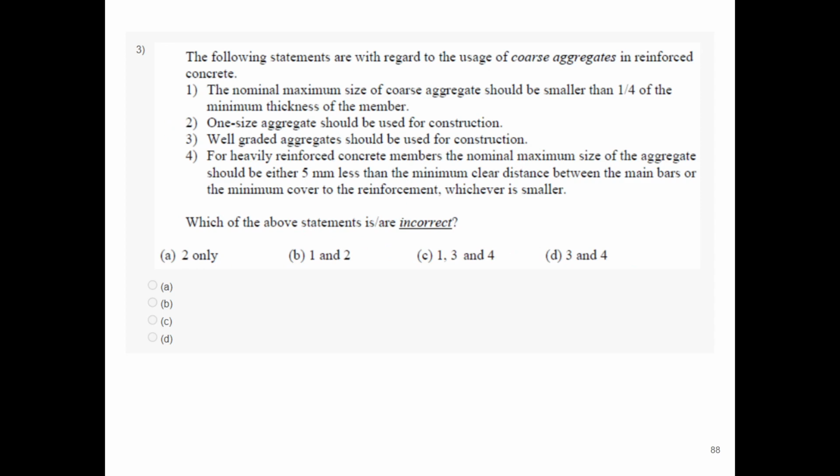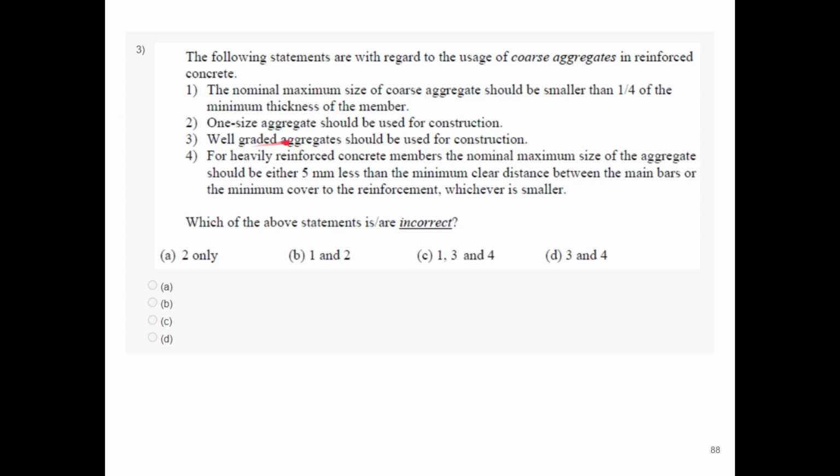Okay. So here we have to find out the incorrect statements with regard to the usage of coarse aggregates in reinforced concrete. Okay. So, nominal maximum size of coarse aggregate, okay, it should always be less than 1 by 4 of the minimum thickness of the member. So this is correct. Okay, one is correct. Two, one size aggregate should be used for construction. So this is wrong. Okay, so this is incorrect, because if we use one size aggregate, there will be a lot of spaces. Okay, so a lot of voids will be there, that will result in less strength, as well as reduction in serviceability. Okay, so two is incorrect.